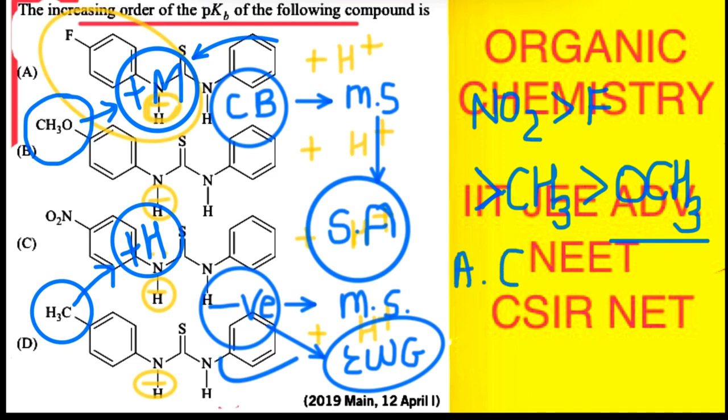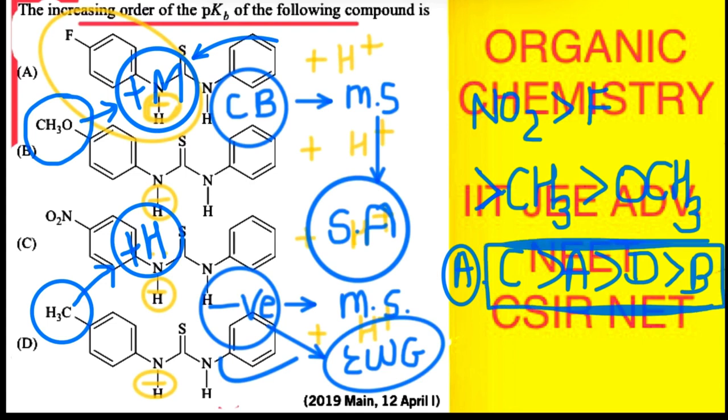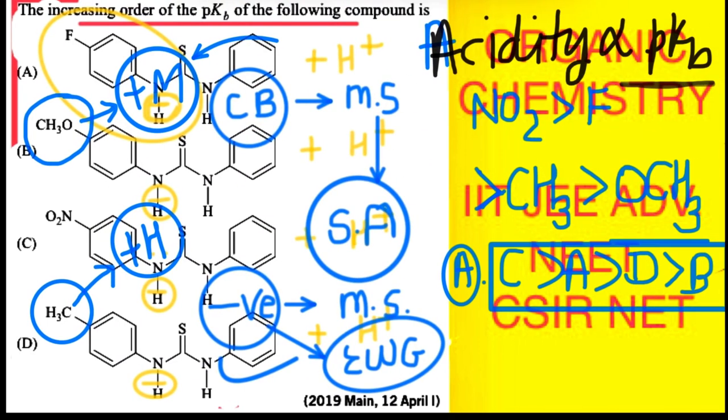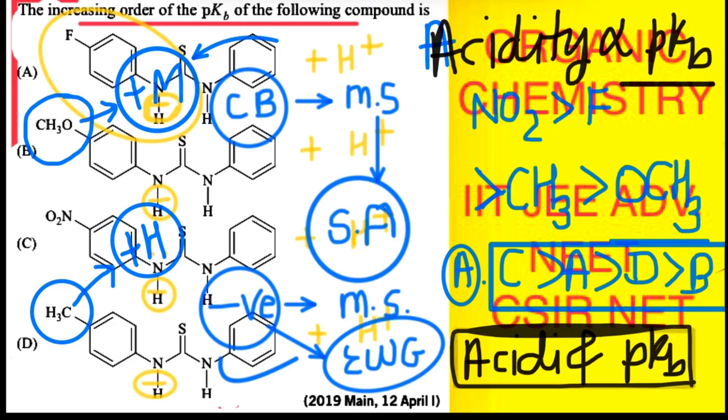The acidity order: C is the most acidic, then A, D, and the last one is B. Now acidity is proportional to pKb value. That means the acidity order and pKb value order are the same.